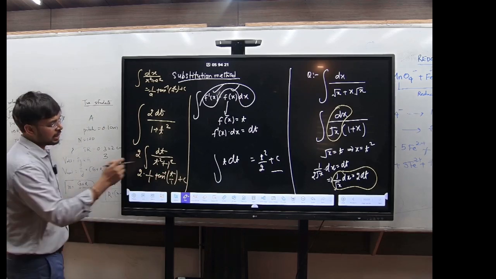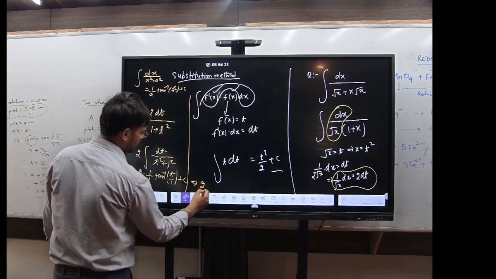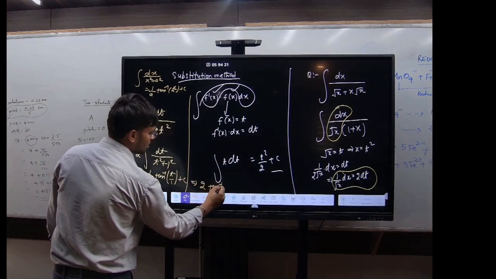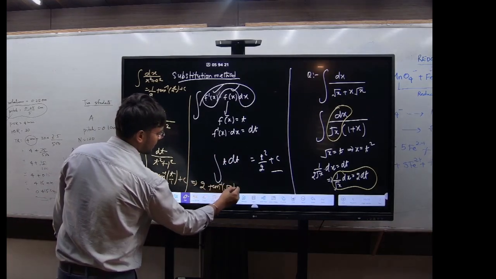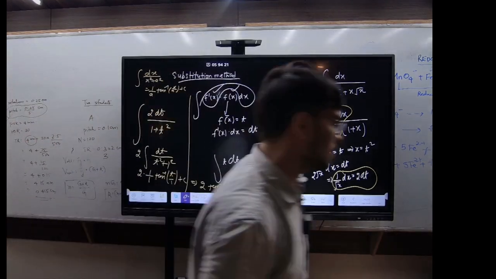Now I solved. Now what is t you assumed? Root x. Now put the value. So the answer will be 2 times tan inverse root x plus c. Write it.